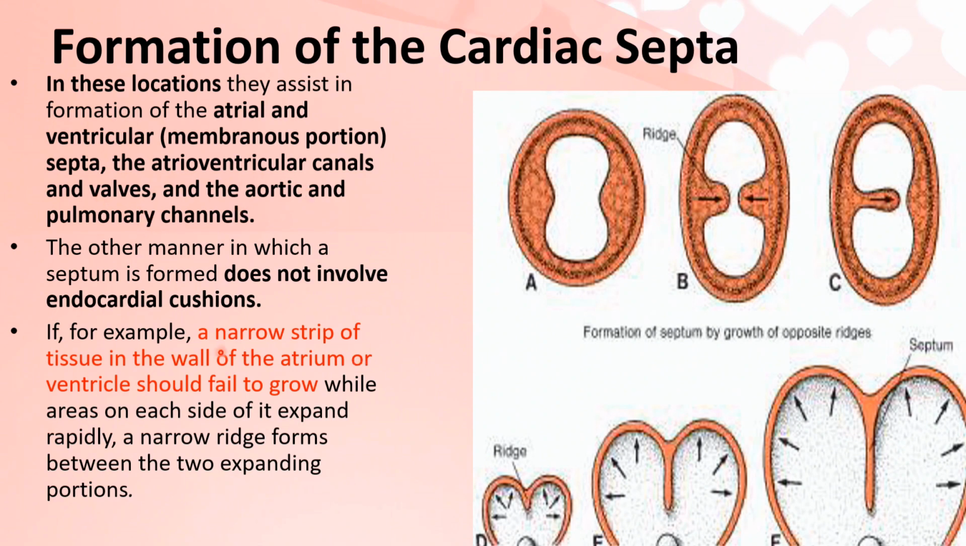Another way may be that a narrow strip of tissue in the wall of the atrium or ventricle fails to grow. In such a case, the cavity on each side continuously expands, which results in the formation of a ridge in the center, and it forms an incomplete septum between two rapidly growing cavities.